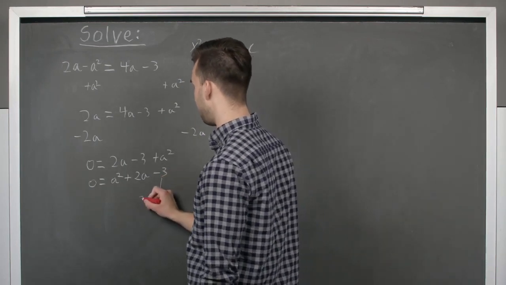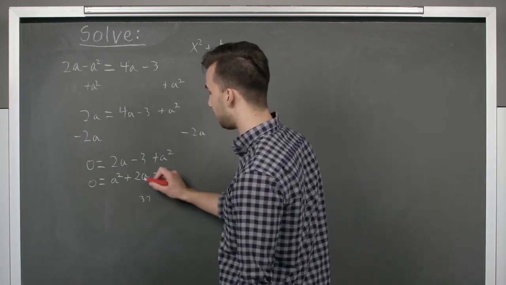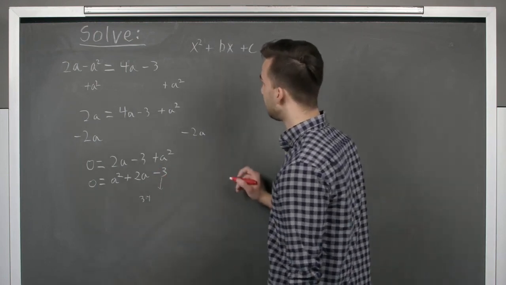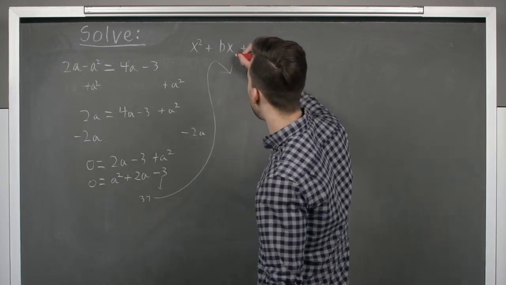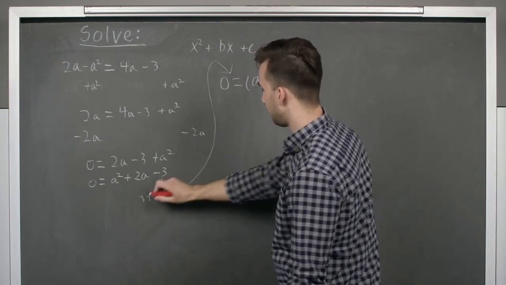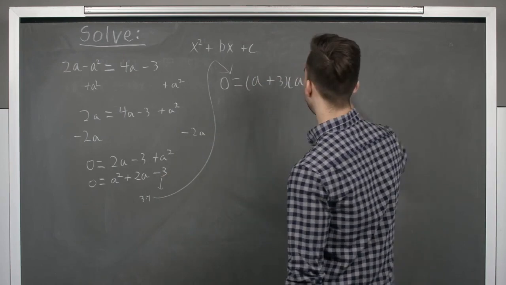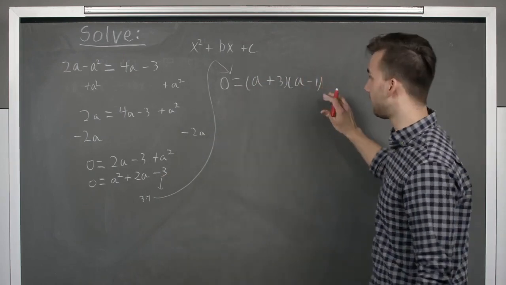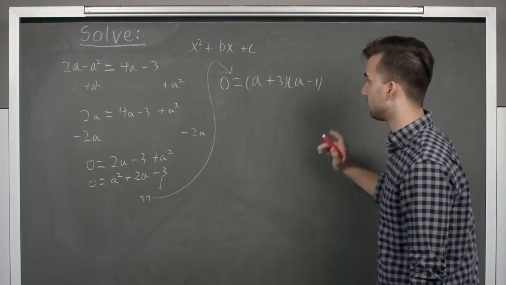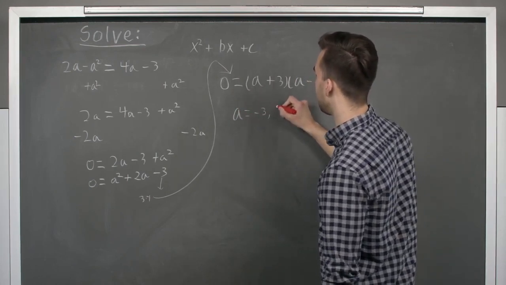So we have 3 and 1. And if we use a negative 1, that will give us positive 2. And when we multiply them, it'll give us negative 3. So we know those are our factors. So let's write this as 0 equals a plus 3 times a minus 1. So what will make this side of the equation equal to 0? Negative 3 and 1, right? So our a is equal to negative 3 and 1.